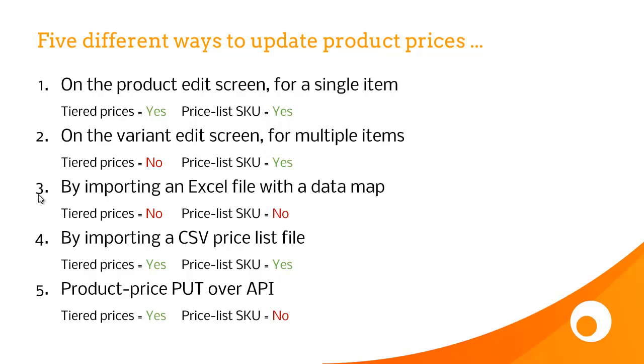The third method is by importing an Excel file in conjunction with a data map, but this does not support tiered pricing and does not support price list SKU. The fourth method is importing a CSV price list file, which does support tiered pricing and does support price list SKU. And then the fifth method, the final method, is to update the product prices over API using the product price put message. This does support tiered prices, but doesn't support the price list SKU.